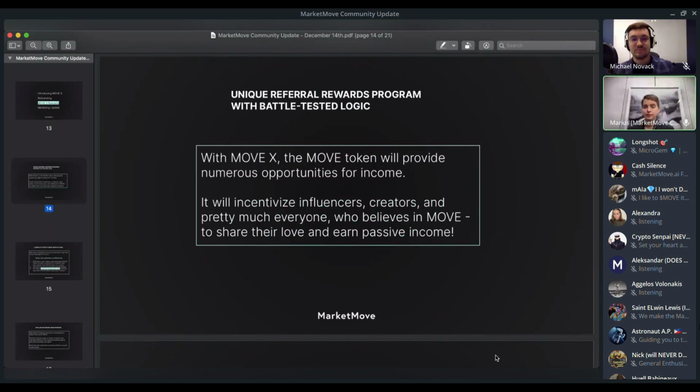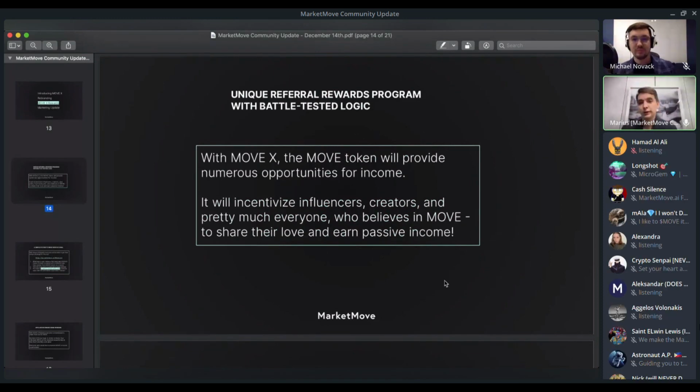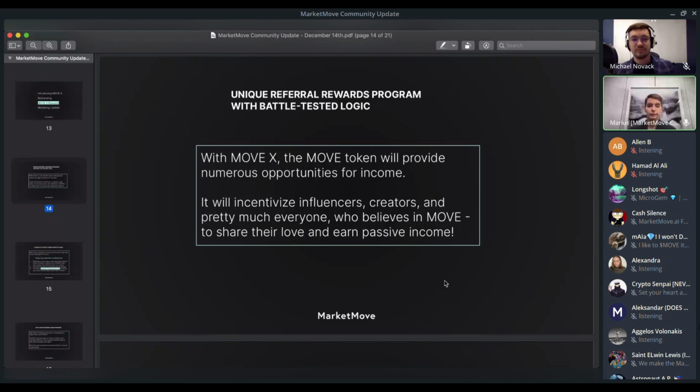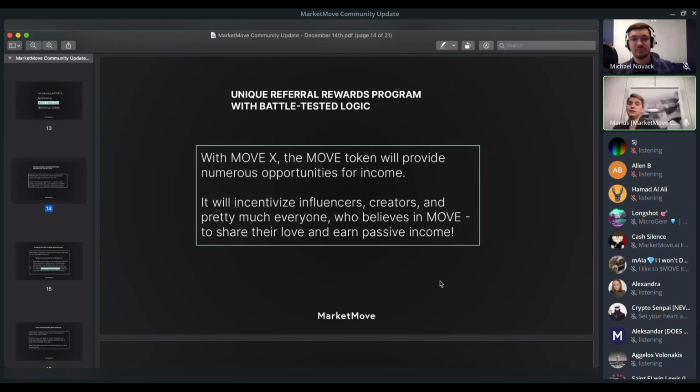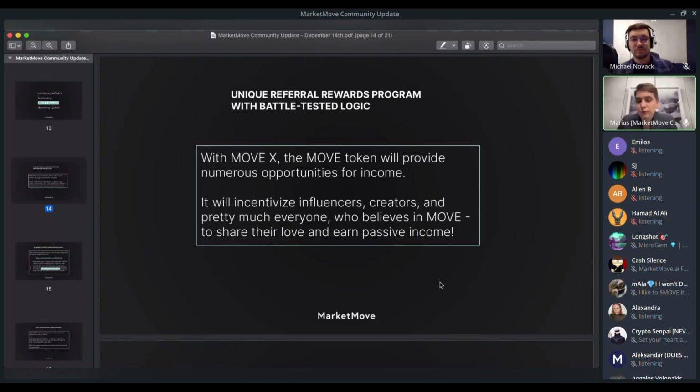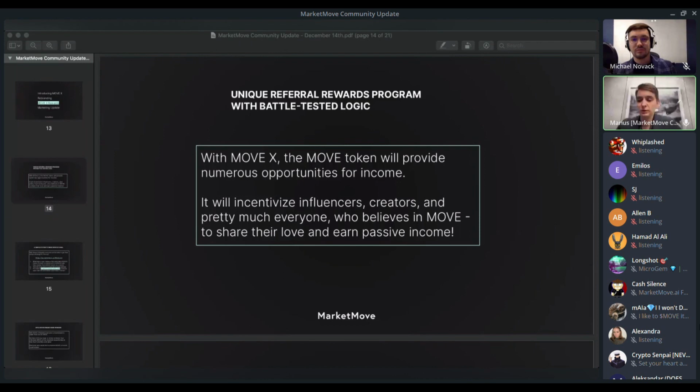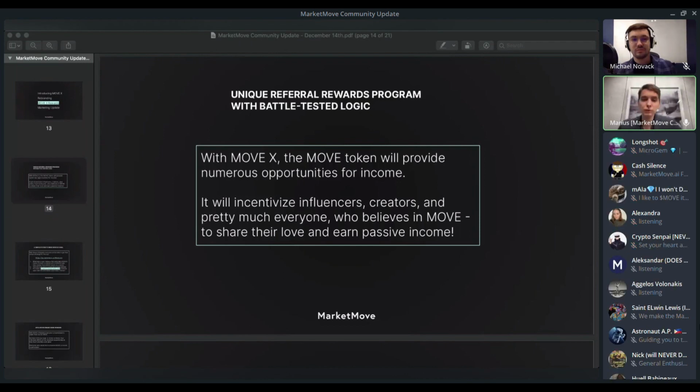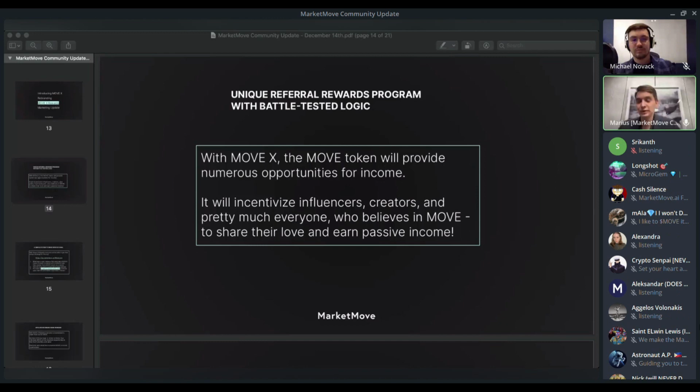So Movex is not only the change of the platform and the experience and branding and everything. We feel like there is some untapped potential in the token itself and the way it can provide value to the current and future investors. So with Movex, the Move token will provide different incentive opportunities for the investors, but also for the influencers, creators, and basically people that love what we're doing, that support us, that want to see us grow.